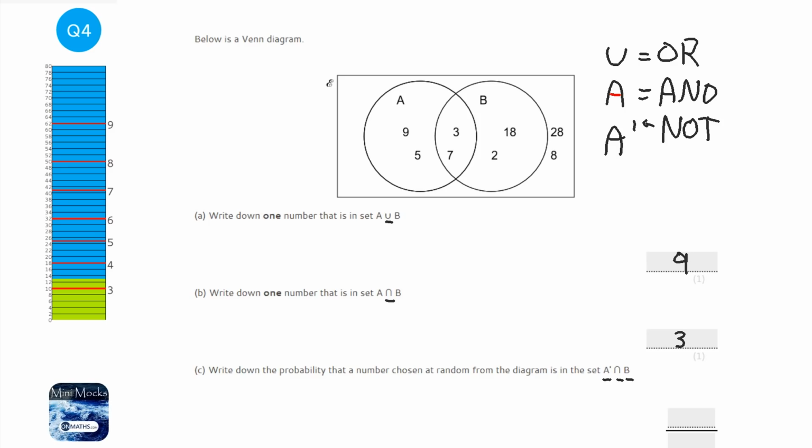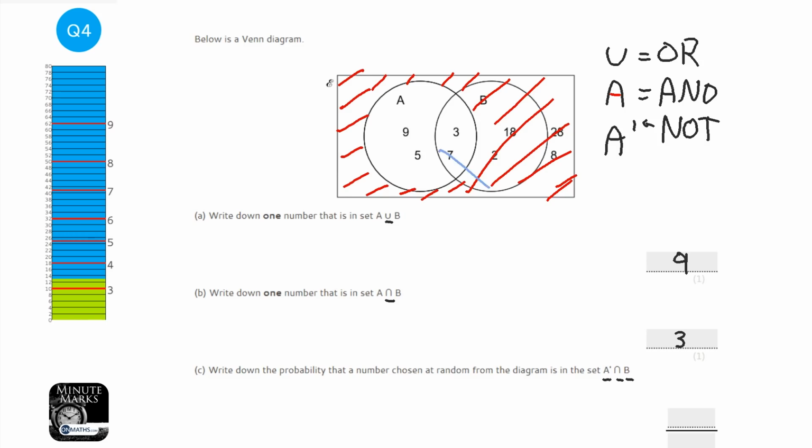Well, let's have a look at where not A is. Well, it's anywhere around here. Anywhere around here is not in A. And let's have a look at where B is. So B is anywhere here. So the numbers that overlap both of those are the 18 and the 2. So it's 18 and 2. So there are two numbers that fit that bill.